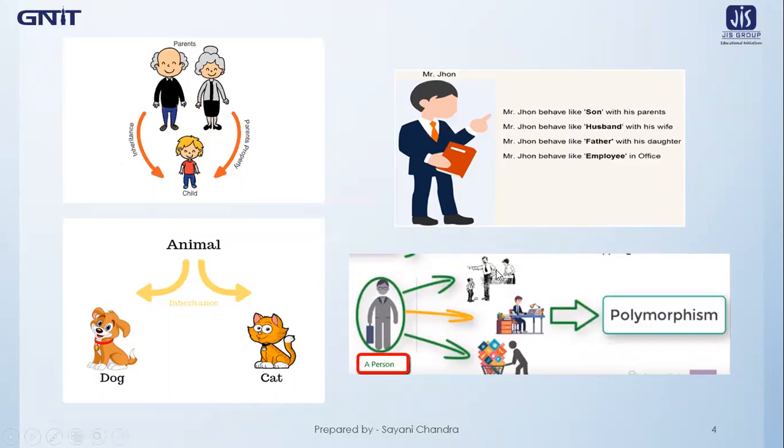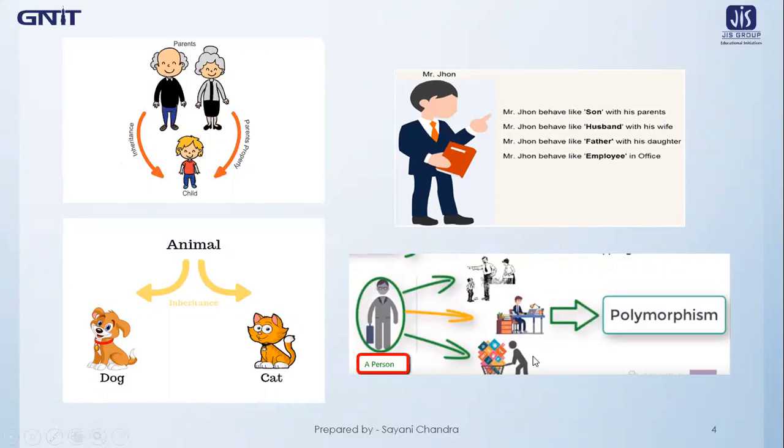One with his family members, another as an employee in his office, another in a grocery store as a customer. So we can say that one person is having many forms. That means the polymorphism concept is applied here also. The same concept when applied in any object-oriented programming language is known as polymorphism.